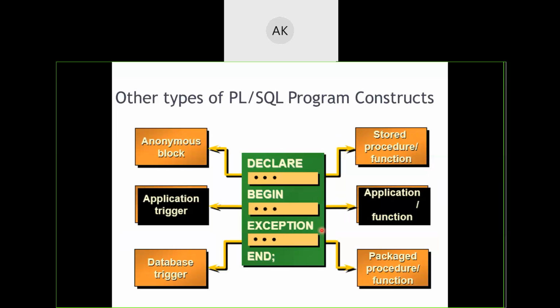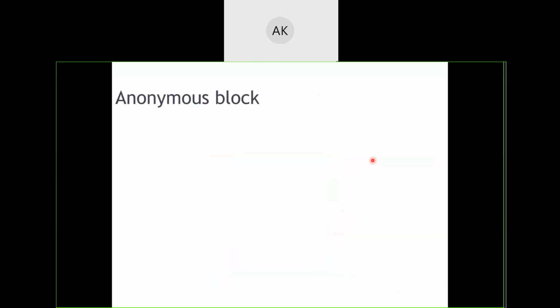Okay, so how many blocks of code are there? Anonymous blocks of code, stored procedures or functions, application triggers, database triggers, and packages. These are the various types of blocks which we can write. We'll try to see most of them one after the other.